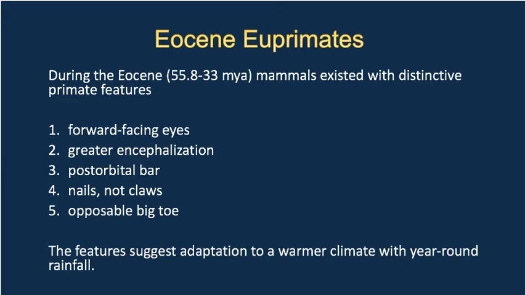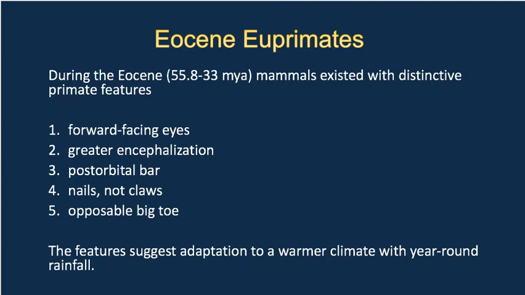Greater encephalization, of course, is a reference to the size and the complexity of the brain. Encephalization is a pattern that we see throughout the entire primate order. And of course, in humans, we have a very exaggerated form of encephalization. Number 3, the postorbital bar. The postorbital bar is an anatomical structure. It's basically a bar of bone that protects the eye socket. This indicates an increased reliance on the sense of vision.